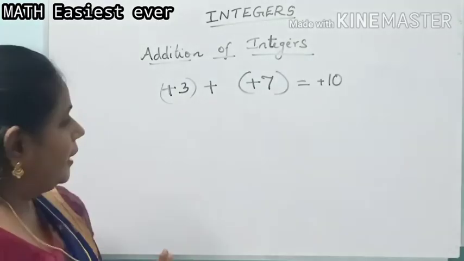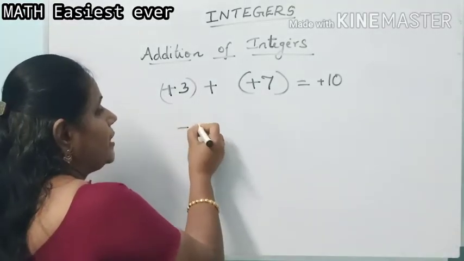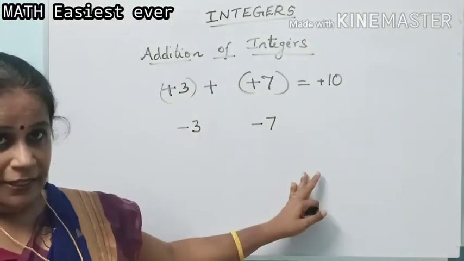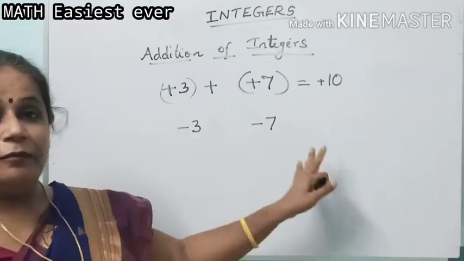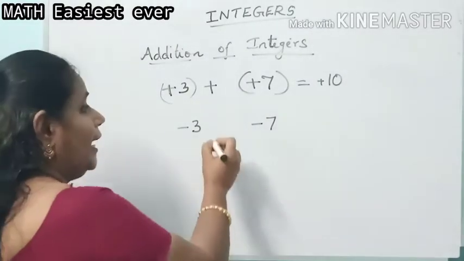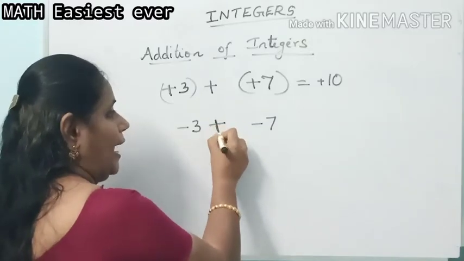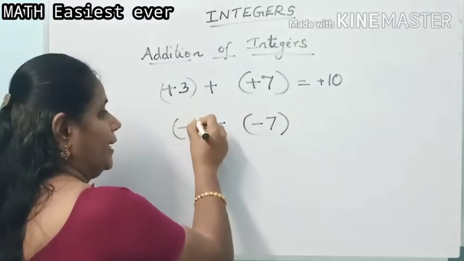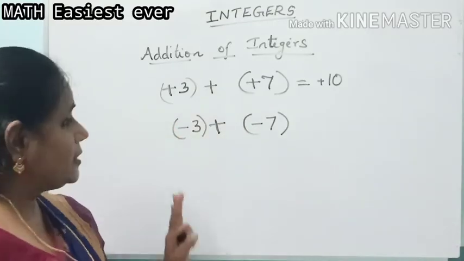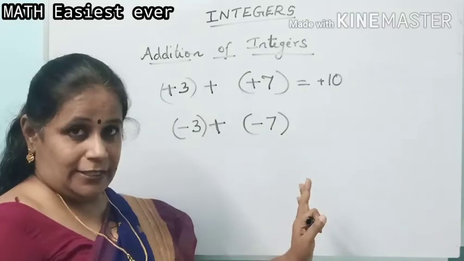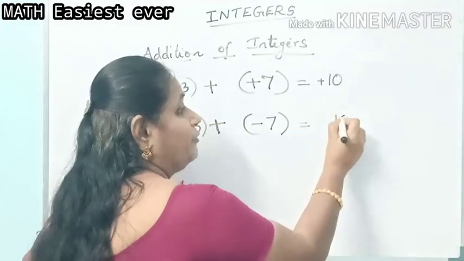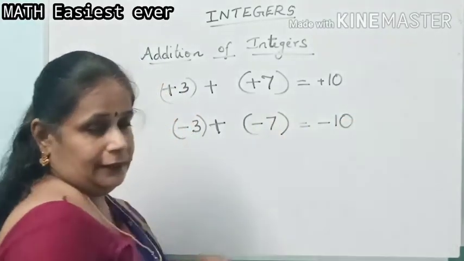Hope it is clear. Now you have two integers of negative sign. Negative integers: one is minus 3 and one is minus 7, and you are going to add these two integers. In that case also, you are going to add the two integers of negative sign, minus 3 and minus 7. What you have to do is, same way, add the two integers. 3 plus 7 will give you 10, but you have to put the minus sign.